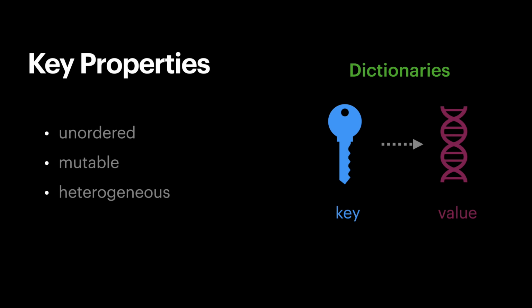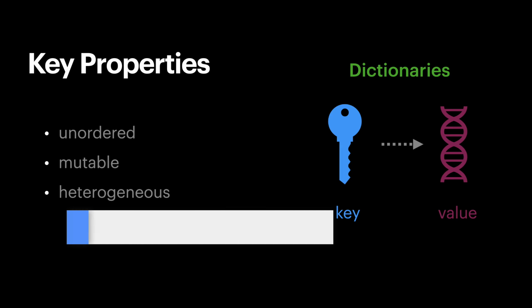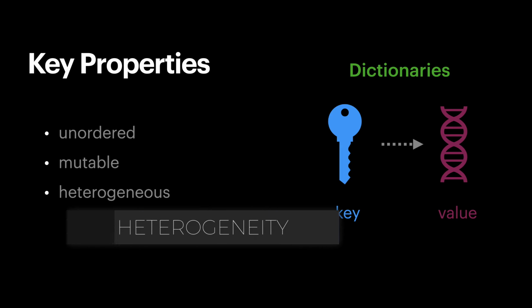A final note. We mentioned 3 important properties of Python dictionaries: unorder, mutability, and heterogeneity. Dictionaries are unordered in the sense that elements don't have a position relative to other elements. We have also seen that dictionaries are mutable. This means that we can add, delete, and replace elements in a dictionary. Let's turn to heterogeneity. Heterogeneity means that we can add data of different types to a dictionary.